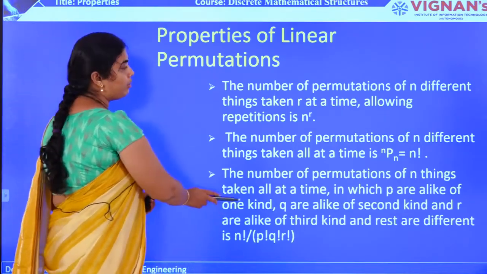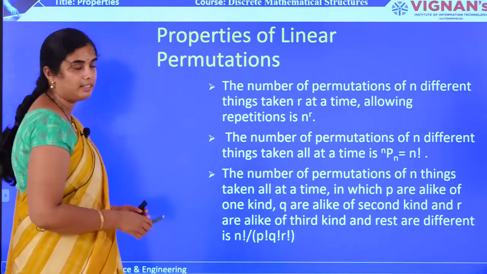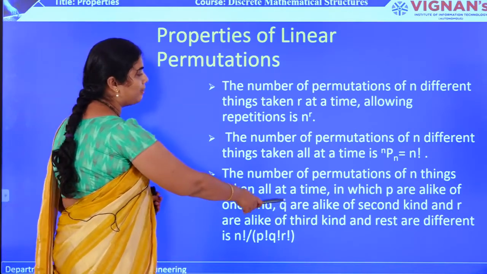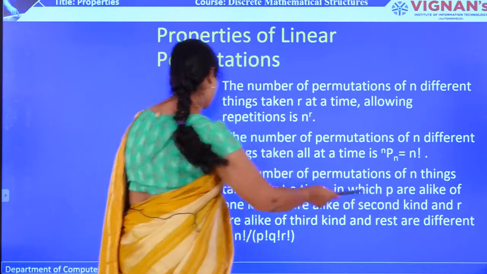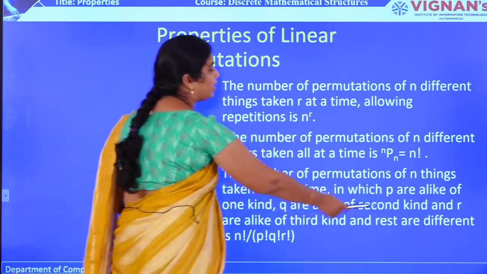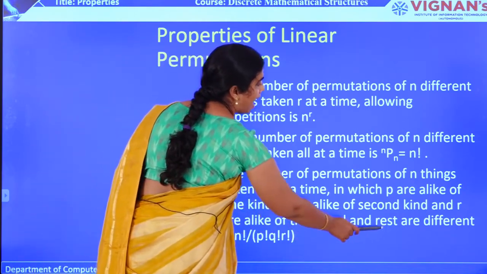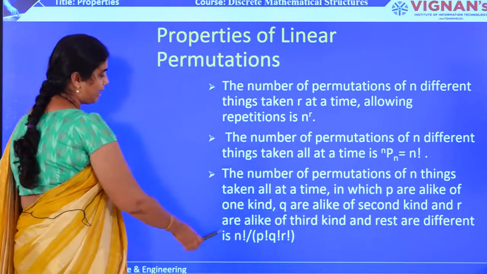And this is a very important property. Just see over here, the number of permutations of n things taken all at a time, in which P are alike of one kind, Q are alike of a second kind, R are alike of a third kind, and the rest are different, is n factorial divided by P factorial, Q factorial, R factorial.